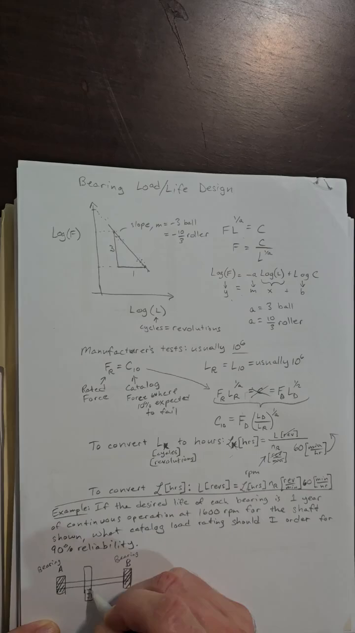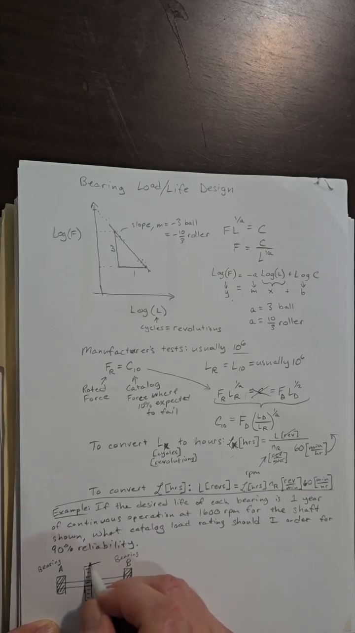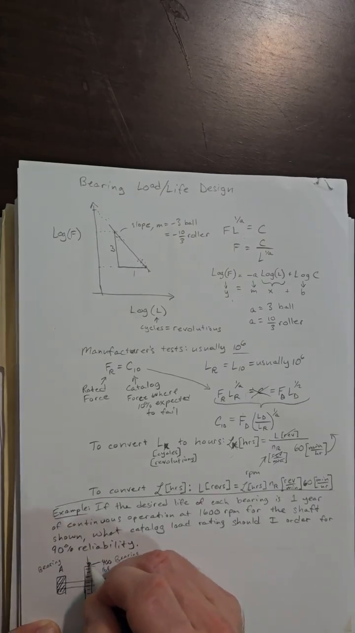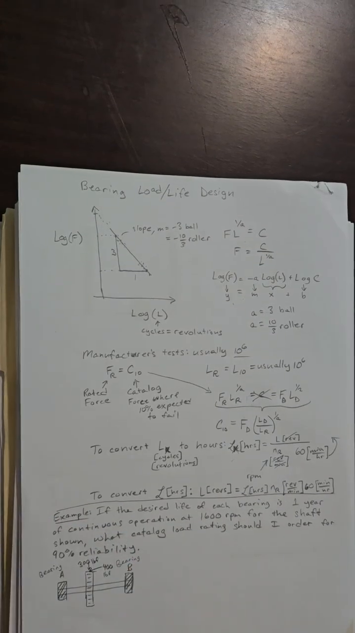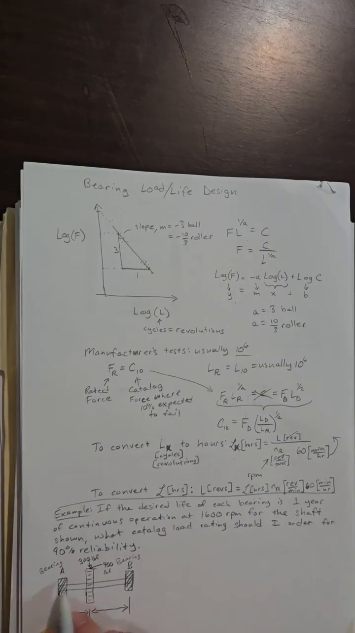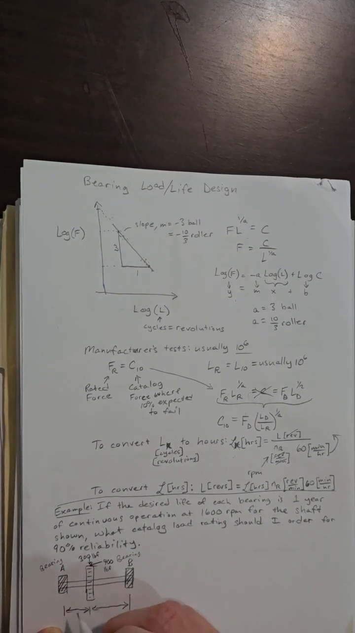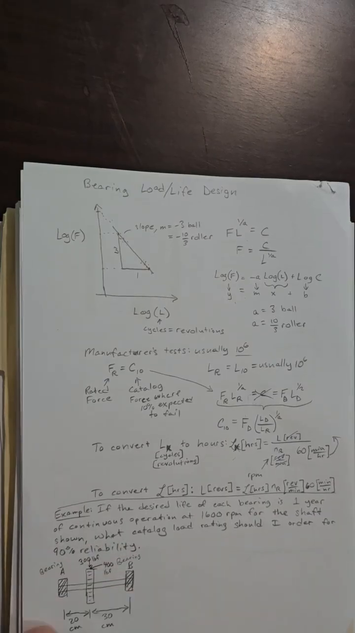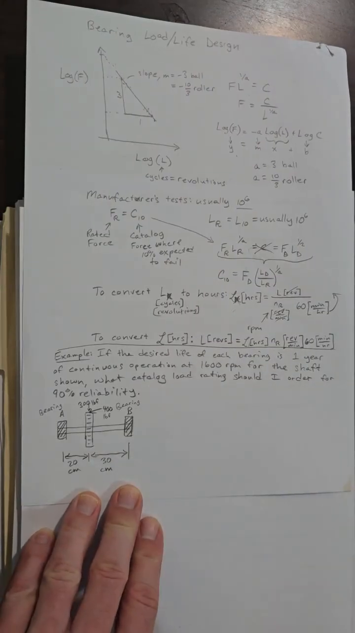I have a gear. There's a load of 400 pounds force, tangential on that gear, and there's a load of 300 pounds force directly down on that gear. And the distance from center of the bearing to center of the gear is 20 centimeters. The distance of center of the gear to center of bearing B is 30 centimeters. Let's start on the solution here.